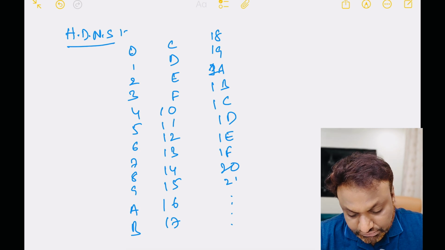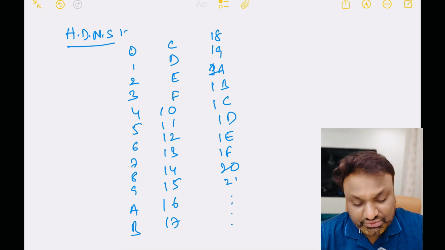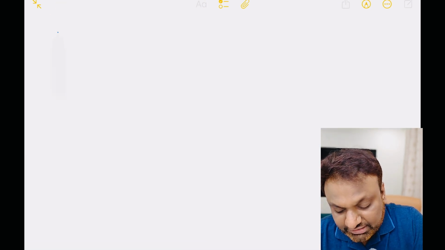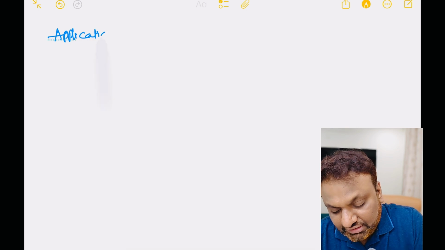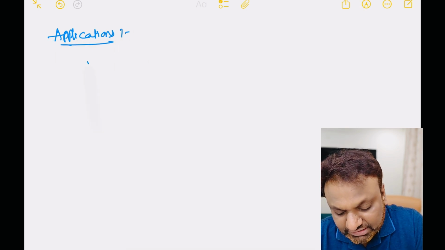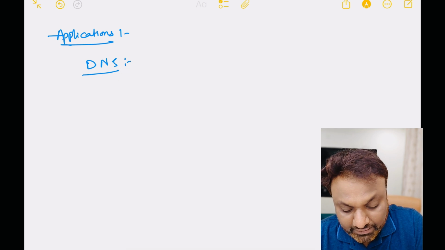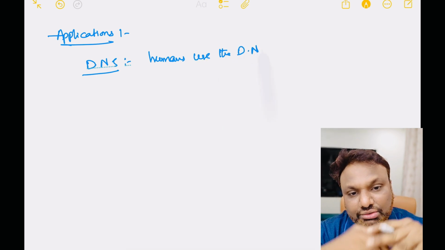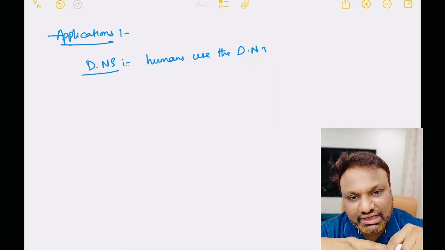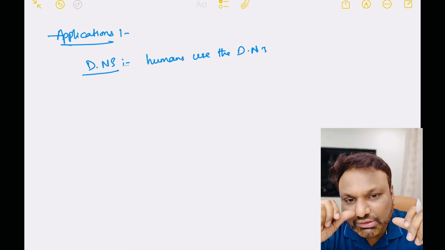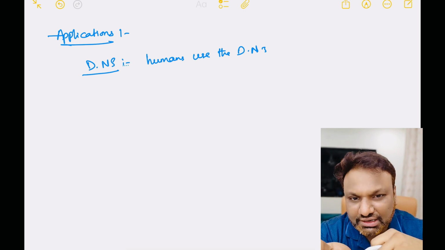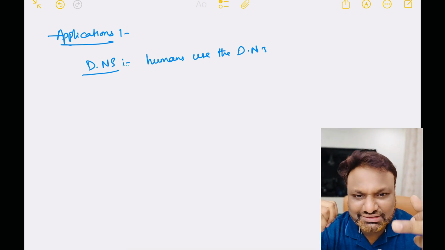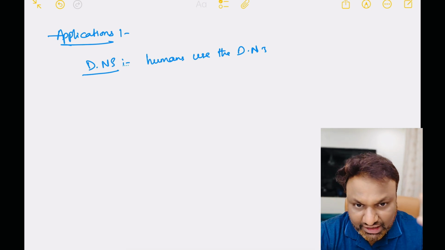Okay, so why are these used? What are the applications? We will try to write the applications of each and every number system. I will start with the decimal number system. We humans use the decimal number system. For example, if I wanted to add 4 plus 5, and I don't know the addition, I will take the calculator, press 4, then press plus, then press 5. I will get the answer 9.